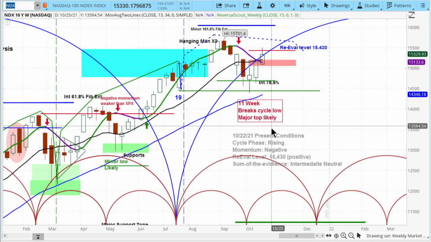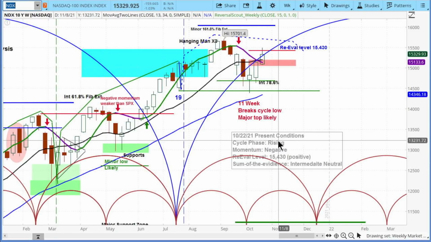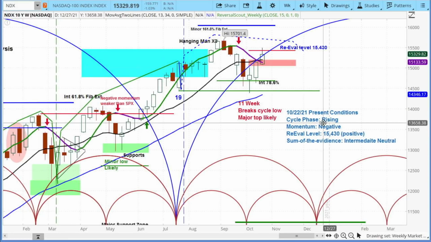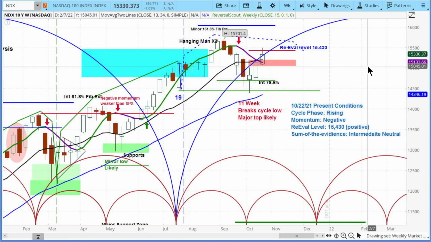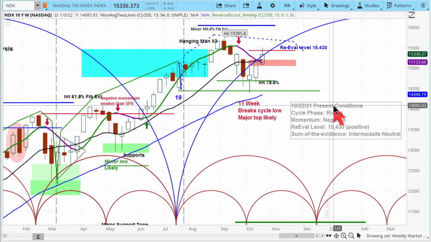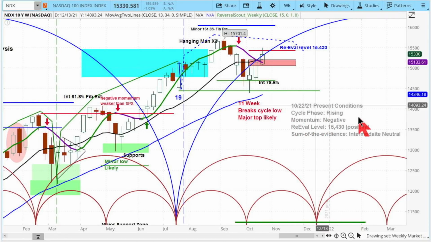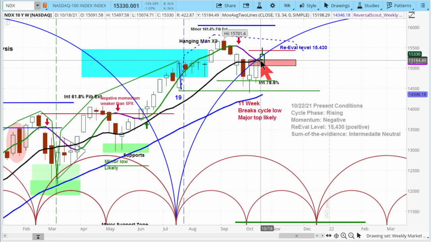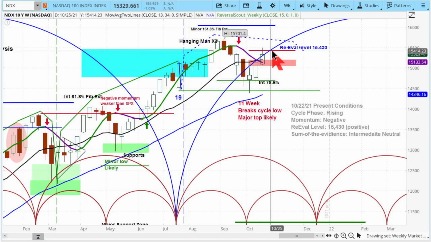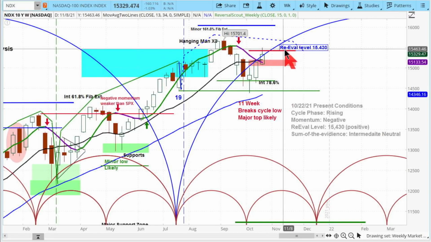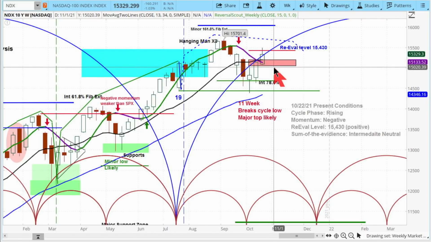So the present conditions that we see in the Nasdaq are slightly different than what we had in the S&P 500. The present conditions have the cycle phase as rising and the momentum as negative, which is weaker and suggests that as it fails at this reevaluation level, it could give you some downside in here, where the S&P 500 likely would give you less downside.